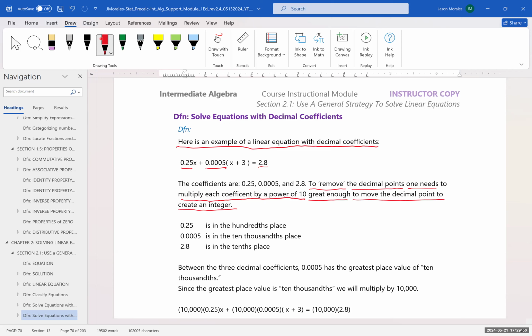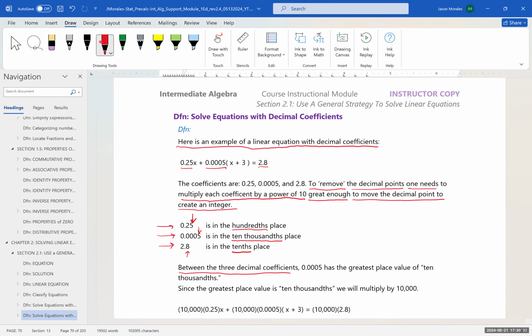All right, so what we'll do is we'll look at each of these decimal numbers individually and note the place of the last digit. So here we can see the place of the last digit is in the hundredths place. Here, the place of the last digit is the 10,000ths place. And here, this 8, which is the last digit, is in the tenths place.